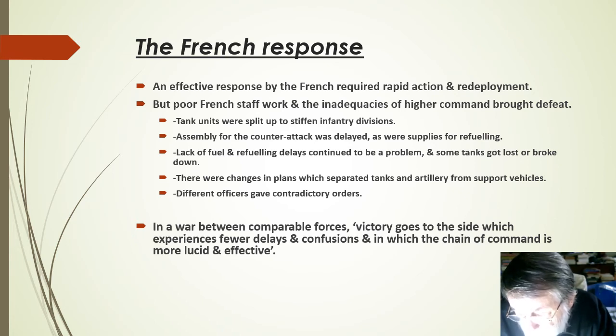An effective response by the French required rapid action and redeployment of their forces, but poor French staff work and the inadequacies of higher command brought defeat. Tank units were split up to different infantry divisions. Assembly for the counterattack was delayed, as were supplies for refueling. Lack of fuel and refueling delays continued to be a problem, and some tanks got lost or broke down. There were changes in plans which separated tanks and artillery from support vehicles and other supplies. Different officers gave contradictory orders.